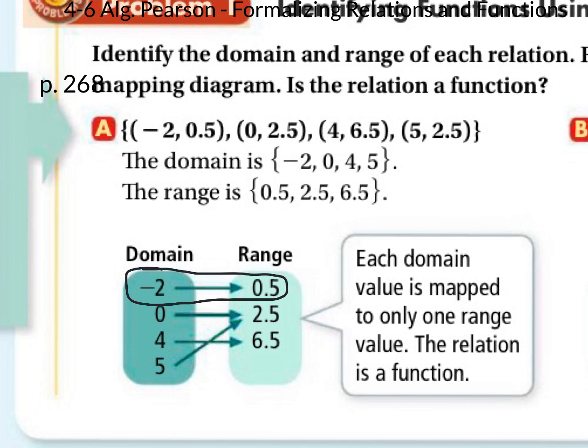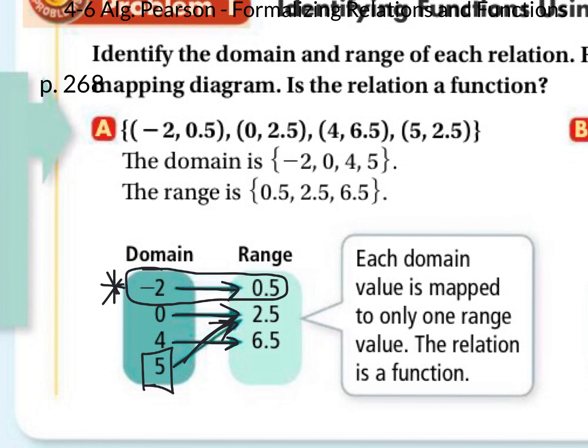So the question is, if we have a certain domain value, a certain x value, is it only going to one y value? Negative 2 is only going to one y value. 0 is only going to one y value. 4 is only going to one y value. And 5 is only going to one y value. You might look at that and say, well, the 0 and the 5 are both going to the same y value. That's okay. As long as we have a certain x value, it can only go to one y value.